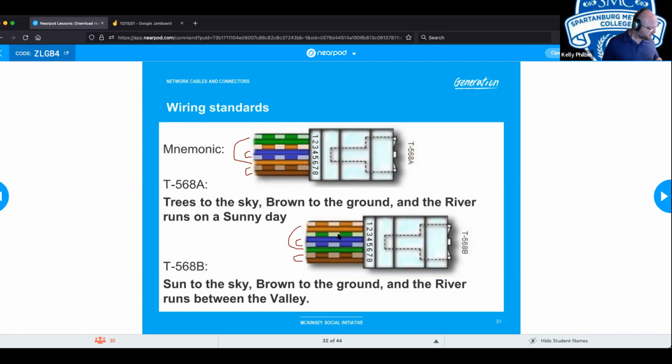Also, on the cables, to make our life easier, because not all cables are created equal, they actually stamp on the side of the cable. So I can find it here. Let me turn off my background for a second so I can show you.